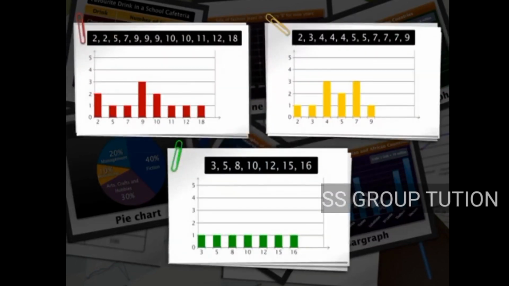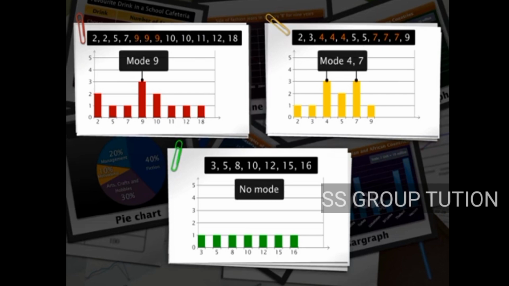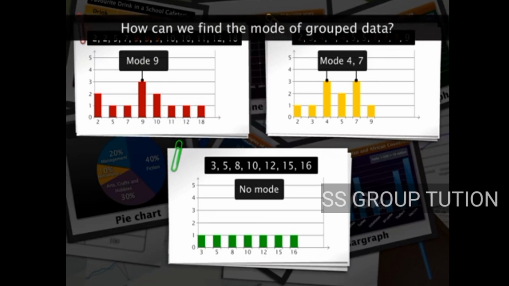An important thing to note about mode is that in a data set, sometimes a mode may not exist, and even if it does exist, it may not be unique. For example, the mode of the first data is 9, in the second data there are two modes, namely 4 and 7, but the last data has no mode. So finding the mode of ungrouped data is easy. But what about grouped data? How can we find the mode of grouped data?